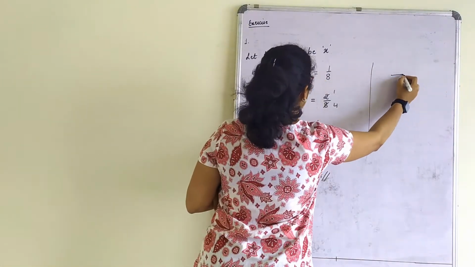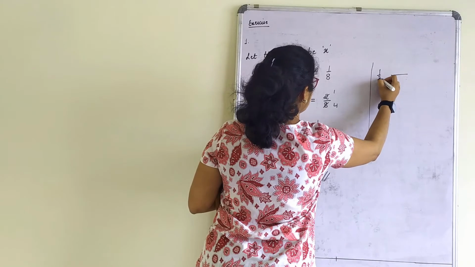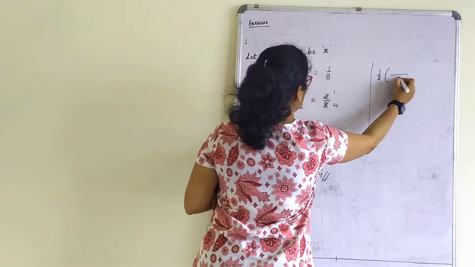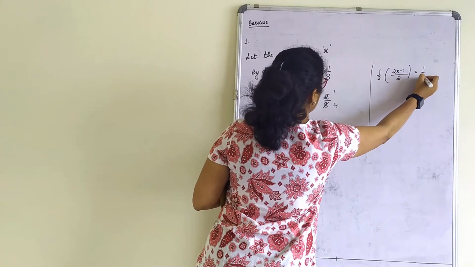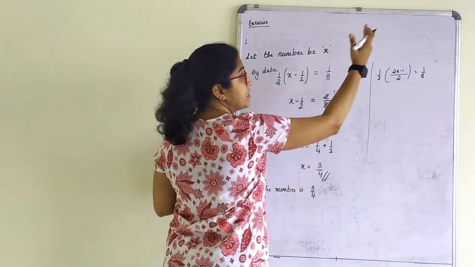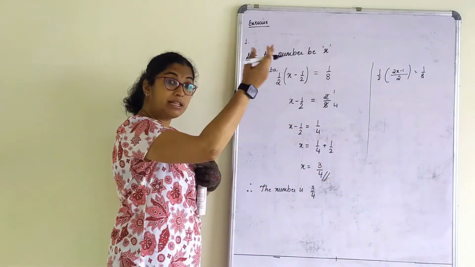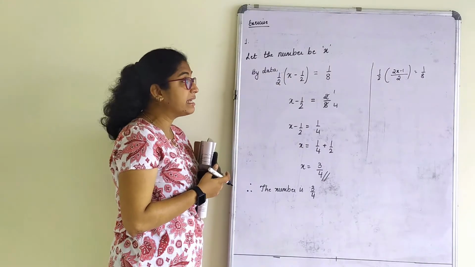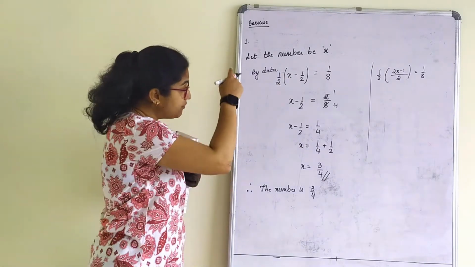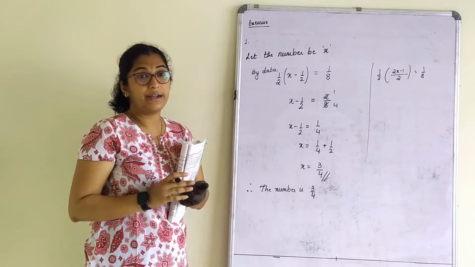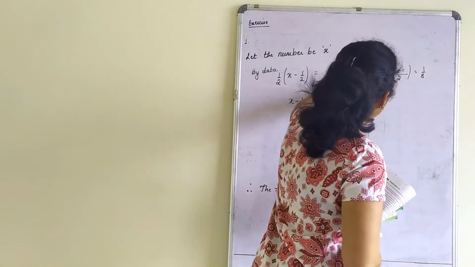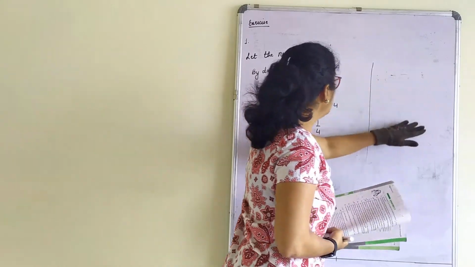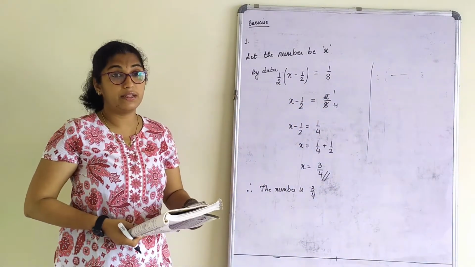Now see, if I take LCM, half as it is, so this will become 2 as an LCM. 2x minus 1 is equal to 1 by 8. Then transpose that side, then transpose each and every number. That becomes quite lengthy. So I have chosen the easiest one to find the answer, right? So if you are done with this, please copy this down neatly with the steps along with the question.